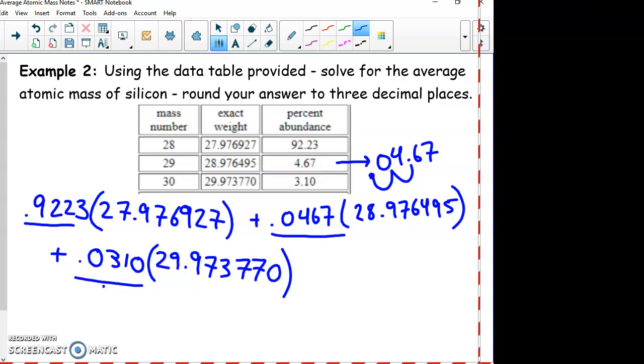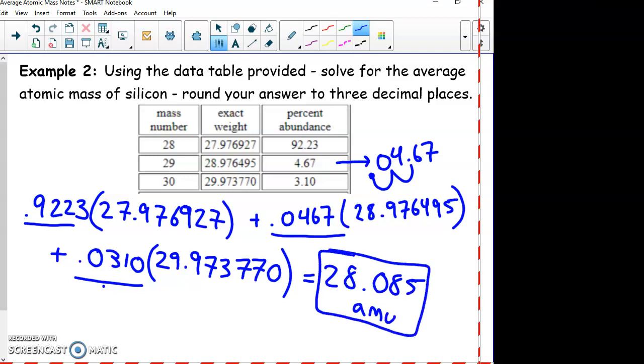And when you run this through, we should get about 28.085 AMU, atomic mass units. And if you check against the periodic table, that should be correct. So that looks all right.